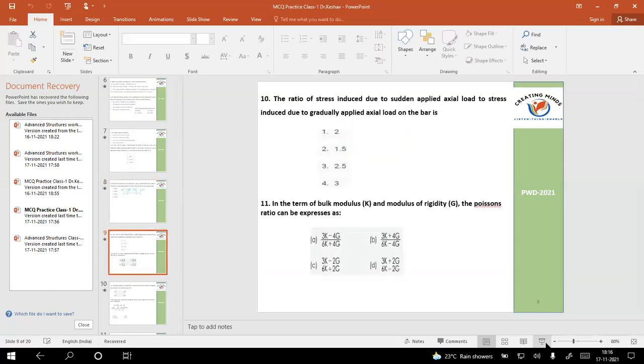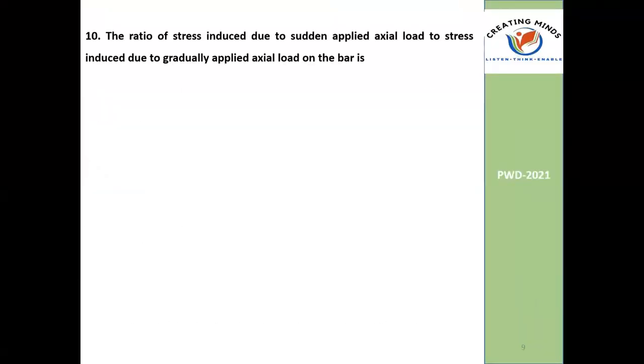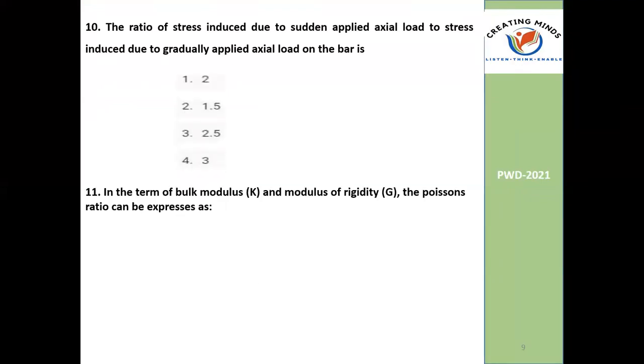Here, in terms of bulk modulus K and modulus of rigidity G, the Poisson's ratio is expressed as. Yes, any guesses? What is the answer? This is a very direct question. Yes, C. Others? What is the relationship? Option C. See how we arrive at this.